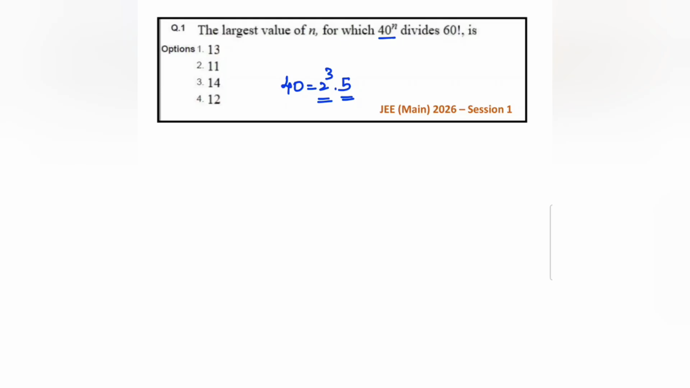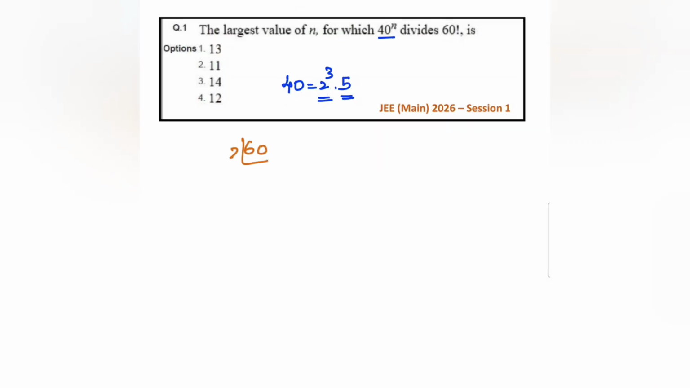So let us first find out the highest power of 2 cube. To find out the highest power of 2 cube, first we should find out the highest power of 2. So 60 divided by 2 is 30, then 15, then 7, then 3, then 1. You just add all of these, and that will be the highest power of 2. So the highest power of 2 is nothing but 45, 55, 56.